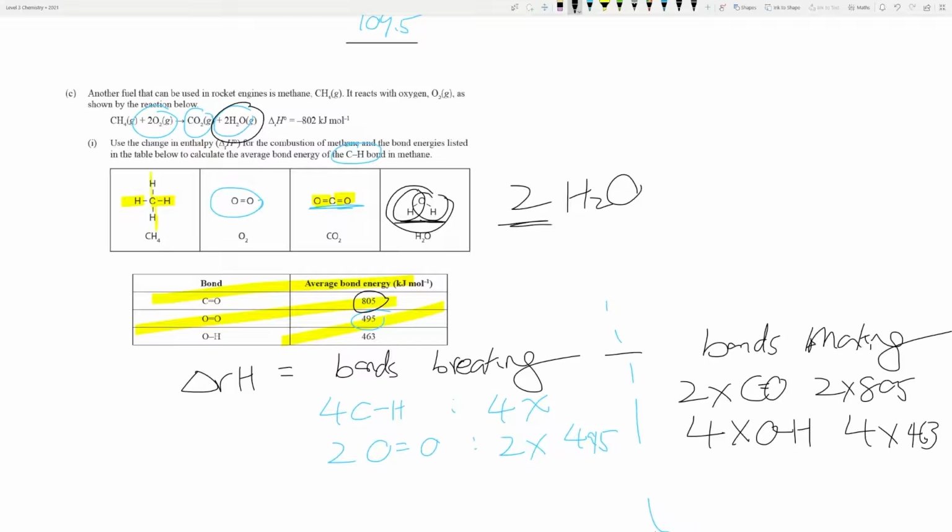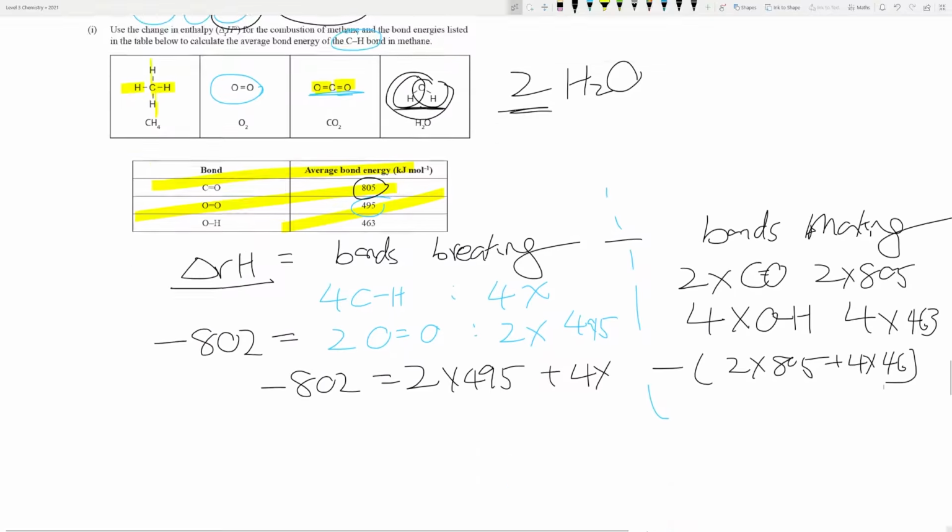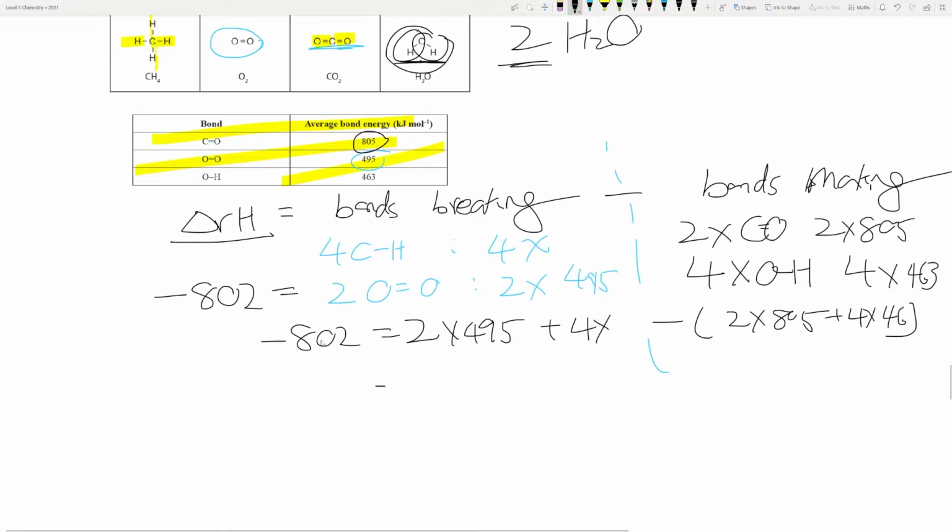And what does the enthalpy number equal to? Is right here, negative 802. So there you go. So negative 802 equals 2 times 495 plus 4x minus 2 times 805 plus 4 times 463, and then you can do your math and then calculate x. X equals 418 kilojoules per mole.